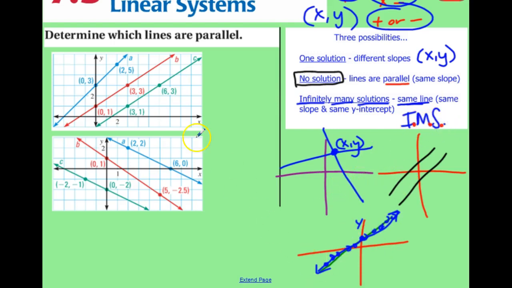So we're going to first start off by reviewing what parallel looks like. So we're going to find our slope of line A, line B, and line C to determine which are parallel. And remember, this symbol, 2 lines slanted, means parallel.